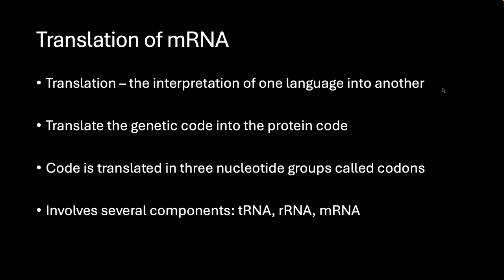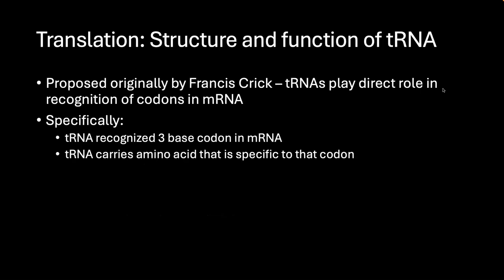Genetic code is translated in three base pair chunks called codons. This process is complex and involves many components, including at least three types of RNA. Let's explore the structure and roles of the first two here, tRNA and rRNA. tRNA plays a direct role in the process of translation.